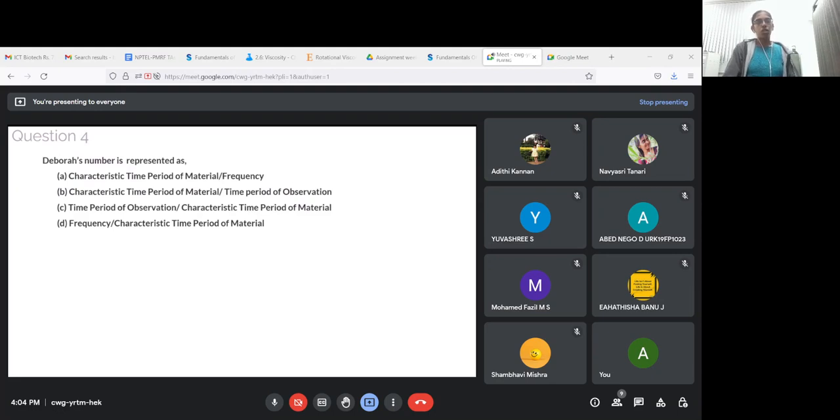So question 4. Deborah's number is represented as characteristic time period of material by frequency, characteristic time period of material by time period of observation, time period of observation by characteristic time period of material, and frequency divided by characteristic time period of material. So there's a lot of terms here. So what do you think is characteristic time period of material here? What does it mean?